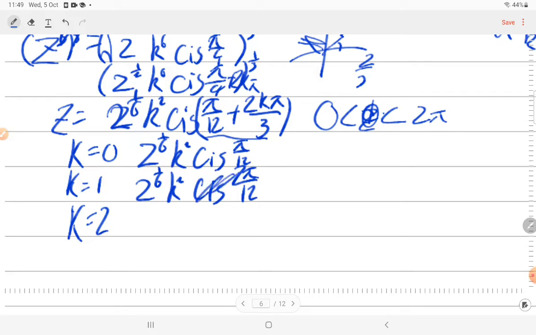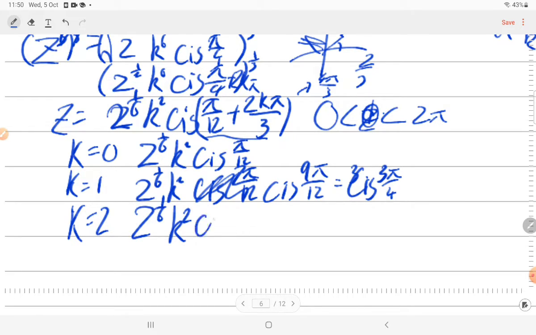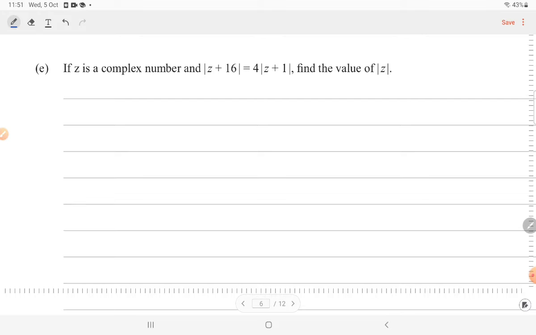Oh wait, no. This is 9 pi over 12, which is 3 pi over 4. Then the other one, k equals 2, so 4 pi, that will be 4 pi over 3. Then 2 to the power of 1 over 6 k squared. This is 4 pi over 3, 16 pi over, which is 17 pi over 12, I believe. So k equals 2, 17 pi over 12.